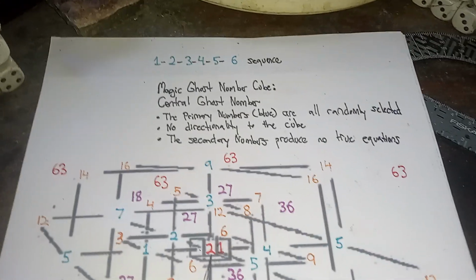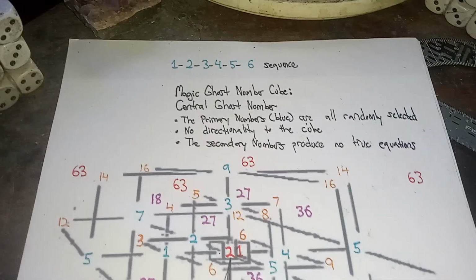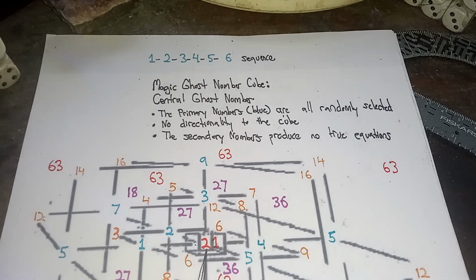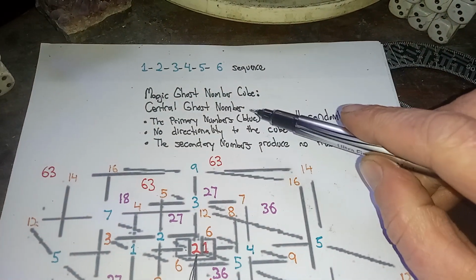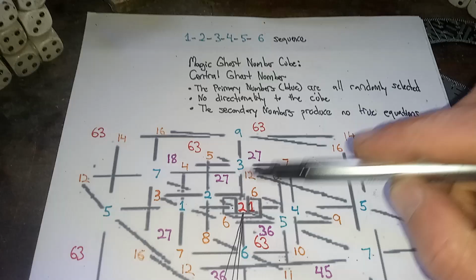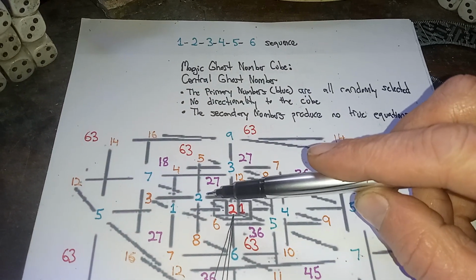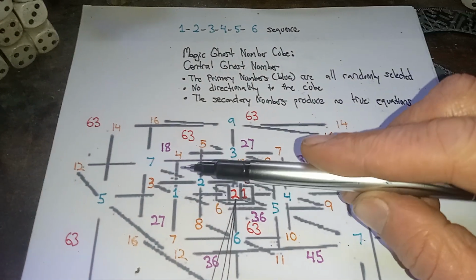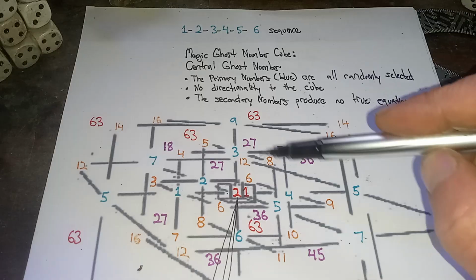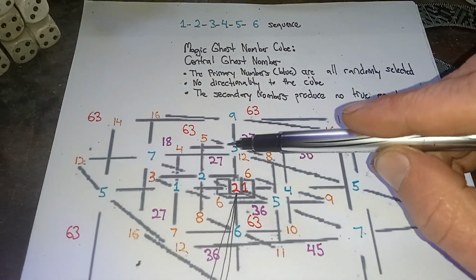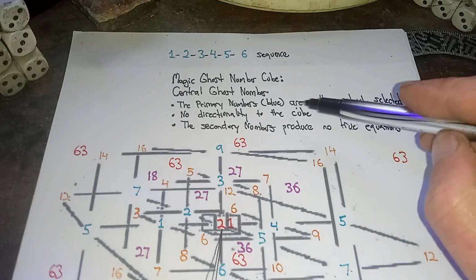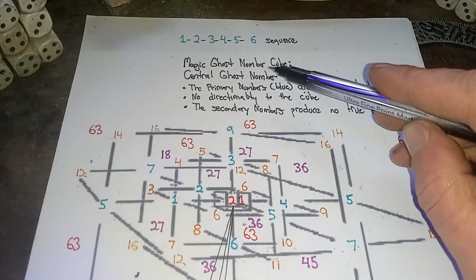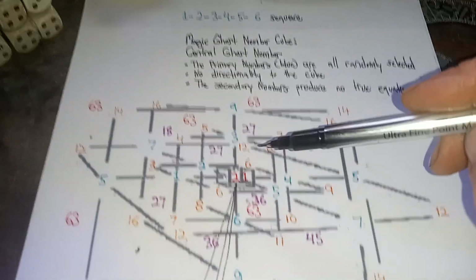First of all, this is a magic ghost number cube, and it has a central ghost number, and the primary numbers added together, in this case in addition form. If it was multiplication, it'd be all multiplied together. Primary numbers, blue, are all randomly selected. That's what separates this magic ghost number from a magic hybrid number cube.